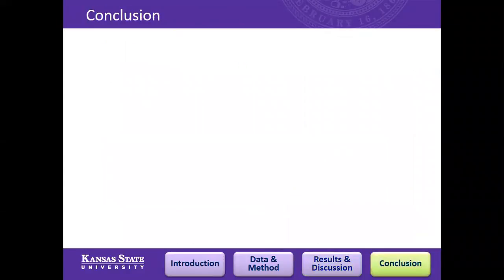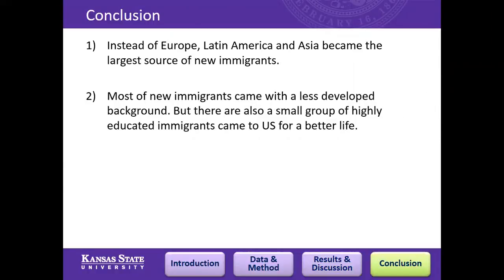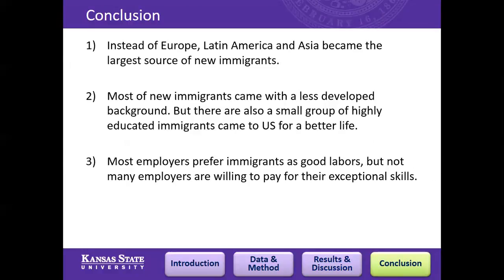So let's summarize the story. We first take a look at these new immigrants. Where are they from? So instead of Europe, we have new source immigrants like Latin America and Asia. And we take a look at their background. So most of them come from less developed background, but there's also a small group of highly educated people with exceptional skills who come to the United States for a better life. But sad truth is that most employers prefer immigrants as good laborers, but not many are willing to pay for their exceptional skills.